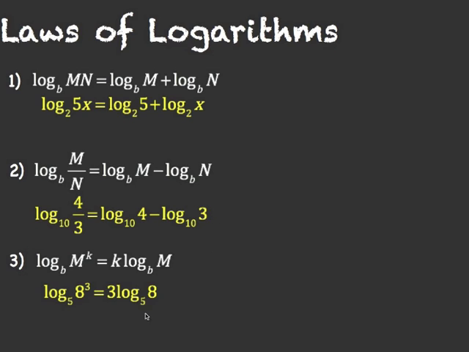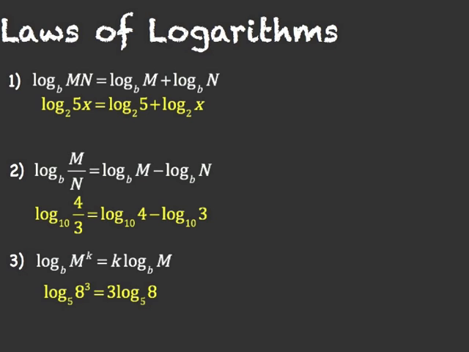And finally, if I have some number to a power, I can take that exponent and multiply the entire log of the number by that exponent instead. So instead of doing log base 5 of 8 to the third, I can do 3 times the log base 5 of 8, which makes life a little bit easier.